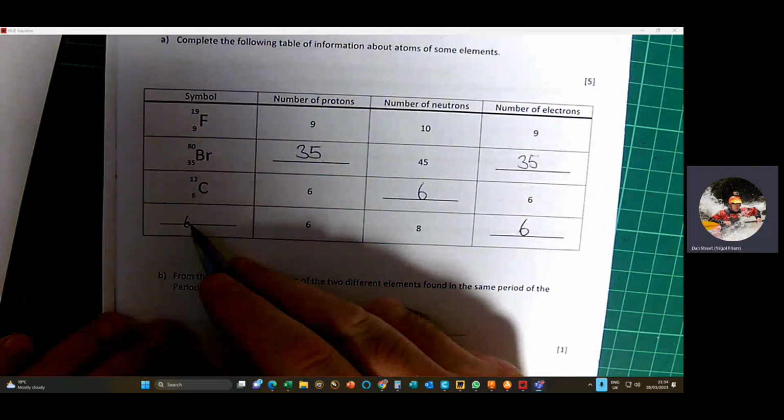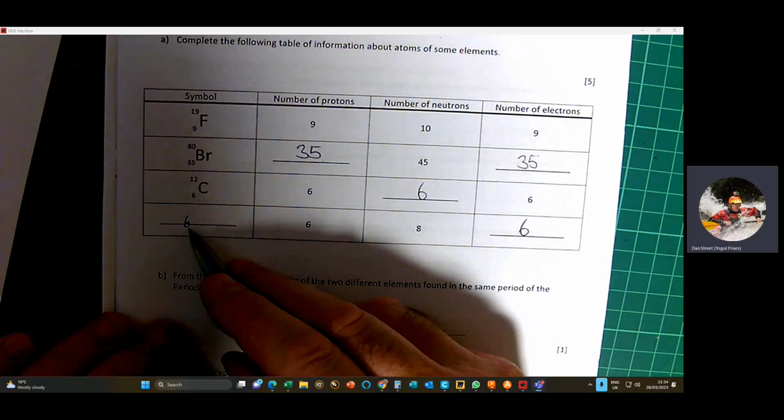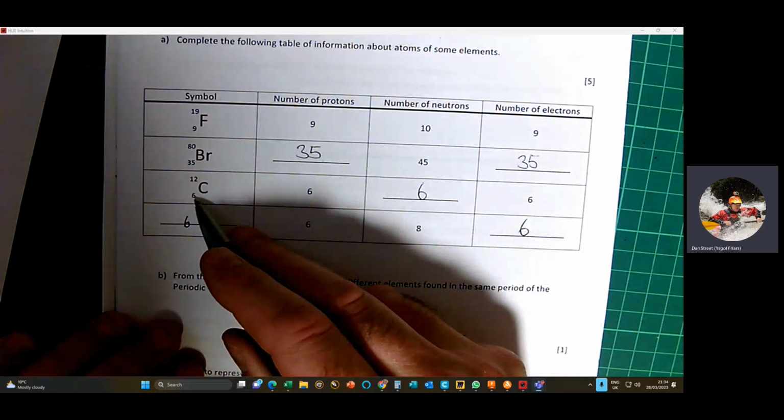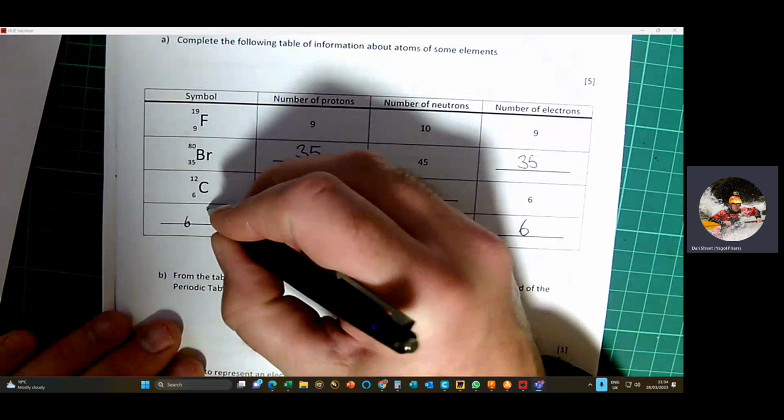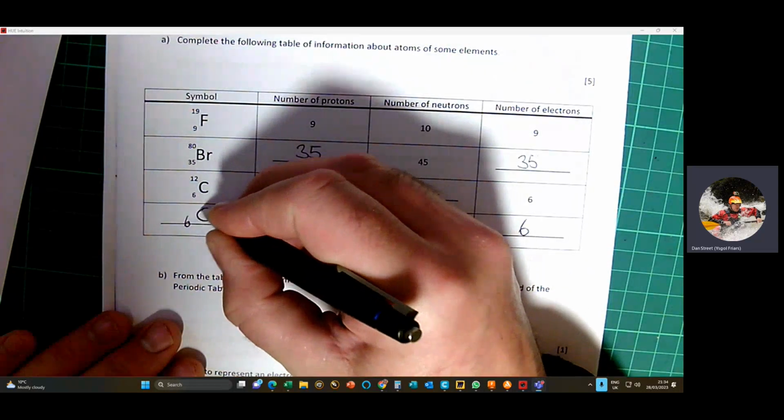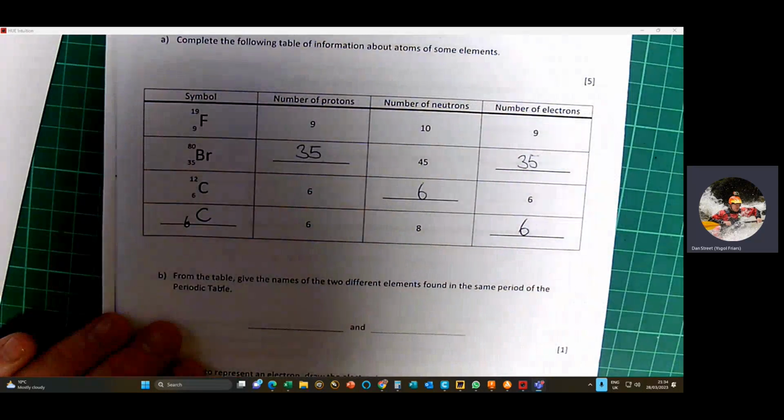What we should also remember is the atomic number defines what the element is. So we can see that we've got an element here with atomic number 6, which is carbon. So this must also be carbon because it's got an atomic number 6. That's what makes it carbon.